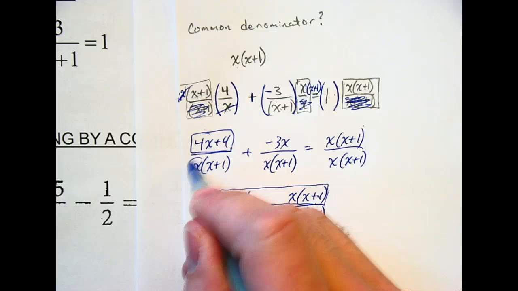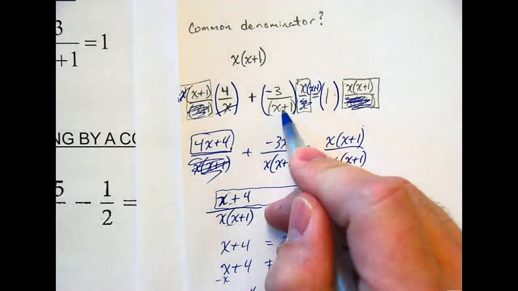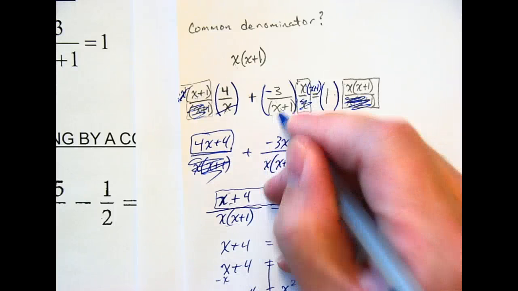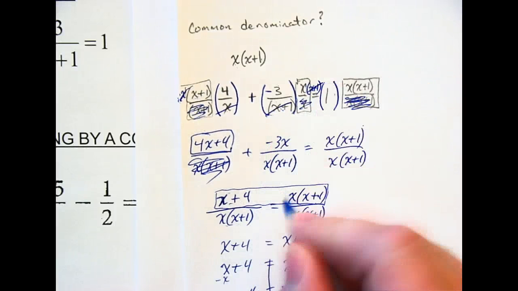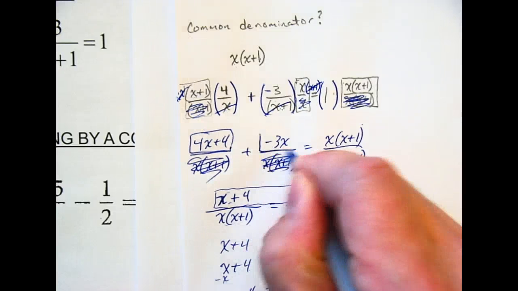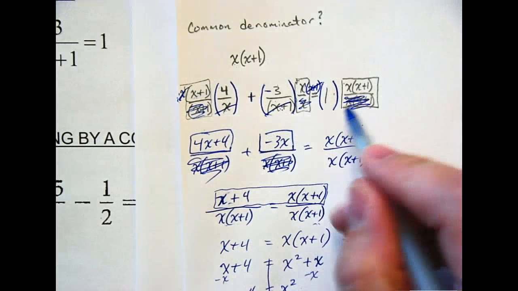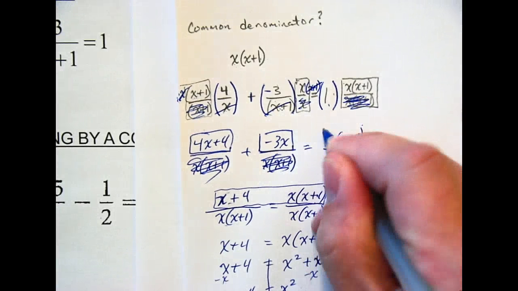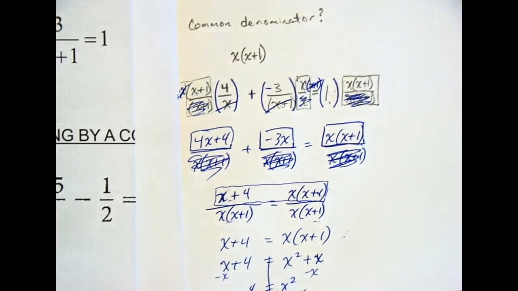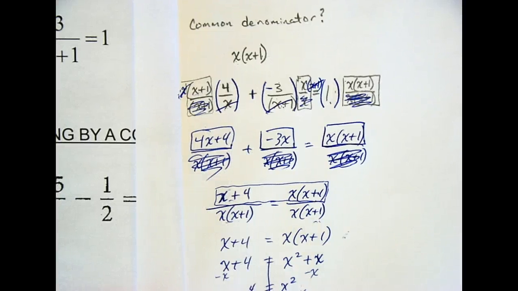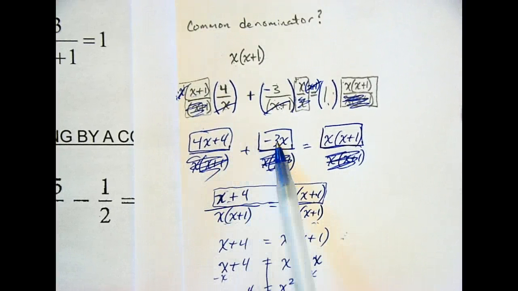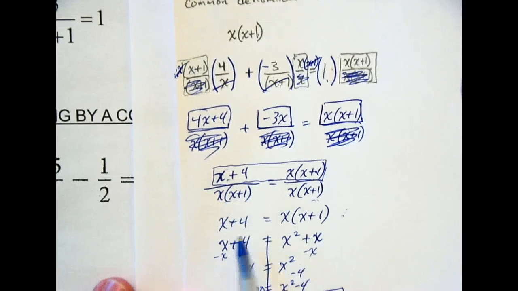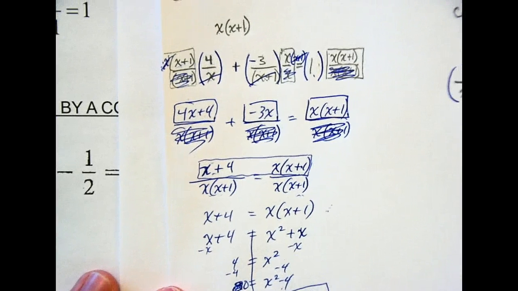Right? I no longer have that. And when I multiply this by this, what cancels? X plus 1. And so I just end up with this. And when I multiply this by that, I get that. So by multiplying by just the common denominator, it wipes out all your fractions. So you're left with this, which is pretty much what we ended up with down here.